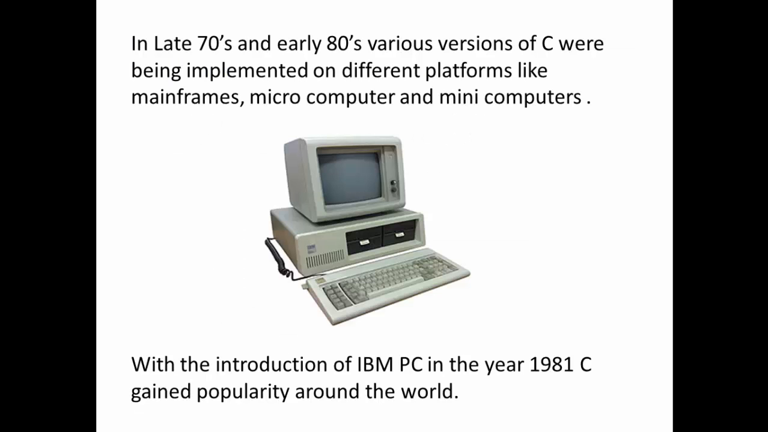In the late 70s and early 80s, various versions of the C language were implemented on different platforms like mainframe computers, microcomputers, and minicomputers. And then came the introduction of the IBM PC, which you are seeing in this pic, in the year 1981, which was revolutionary in the desktop or home PC market. Prior to that, they used to have the Apple II.